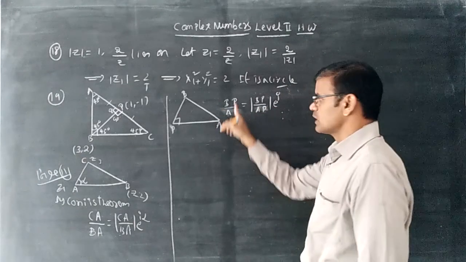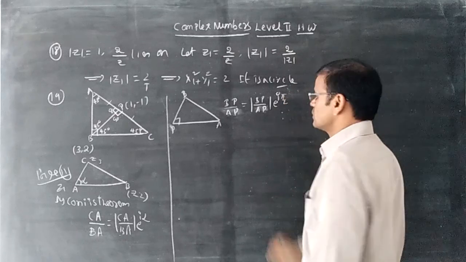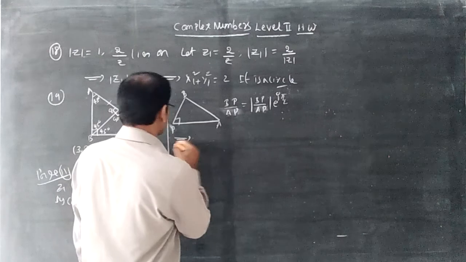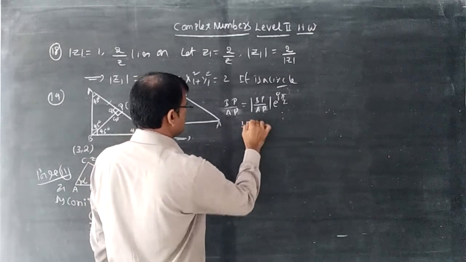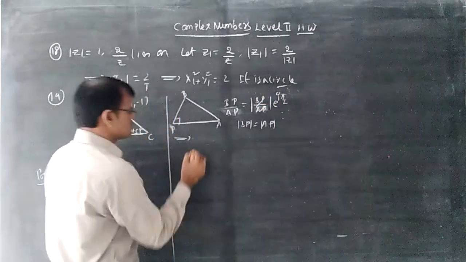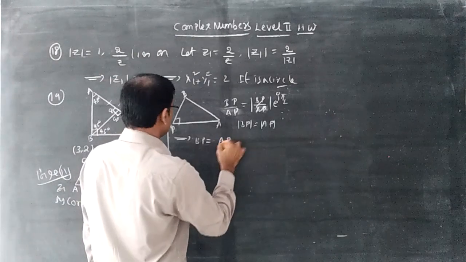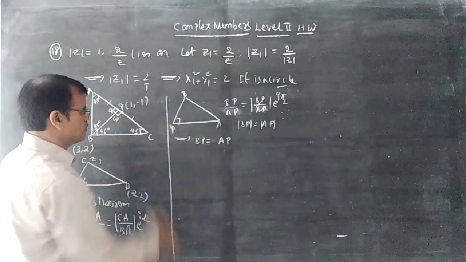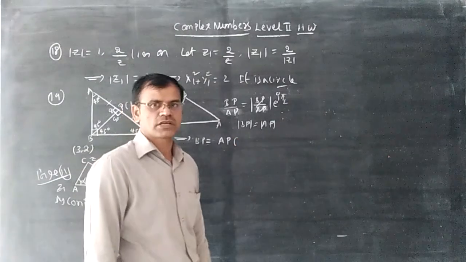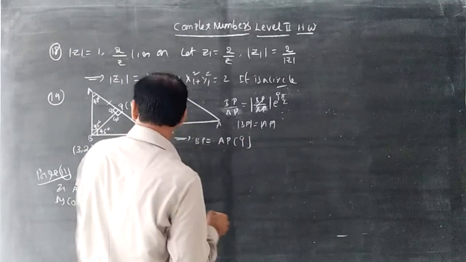The angle, whatever the common letter is there, it is the angle. E power i pi by 2. E power i alpha means here e power i pi by 2. That implies here modulus of BP is equal to AB. So mention like this: BP is equal to AB into BP by AB. According to the formula, e power i theta is cos theta plus i sin theta. So it is nothing but simply i.